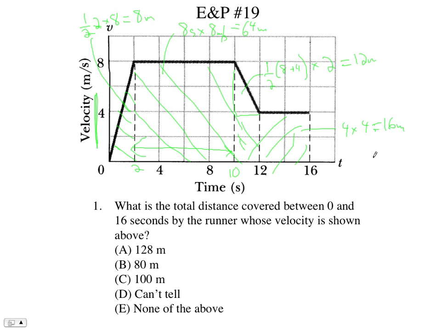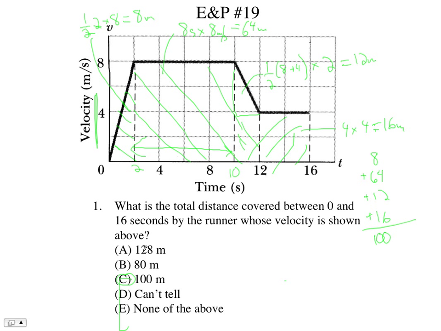And so let's add all these up. We have 8 plus 64 plus 12 plus 16, and if you get out your calculator, no, you don't need your calculator, you'll find out that comes out to 100 meters, and so that would be C.